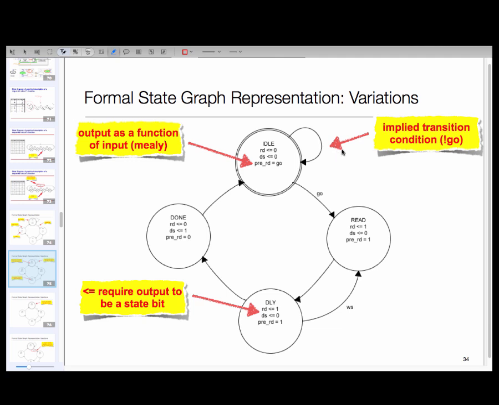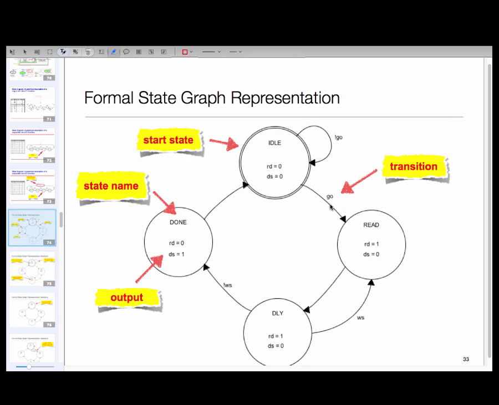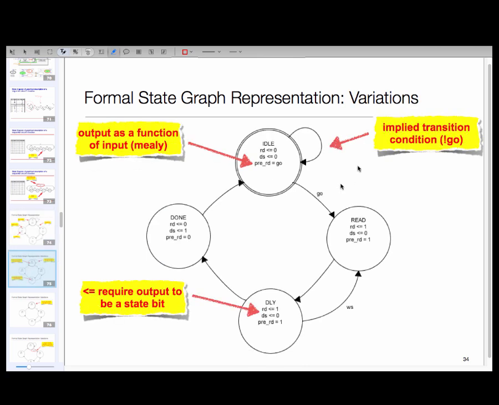Another convenience that they provide. See out here in the idle state, previously, if I go back, I had two edges. One I had labeled as go and the other I had labeled as go bar. What this tool does is, if you don't label one of the edges, then it basically says that corresponds to the complement of whatever was out here. So that is implied. It's called implied transition condition. In this case, since this condition was go out here, the implication would be not go. Same thing out here. See how I have labeled WS out here, but not on this edge.